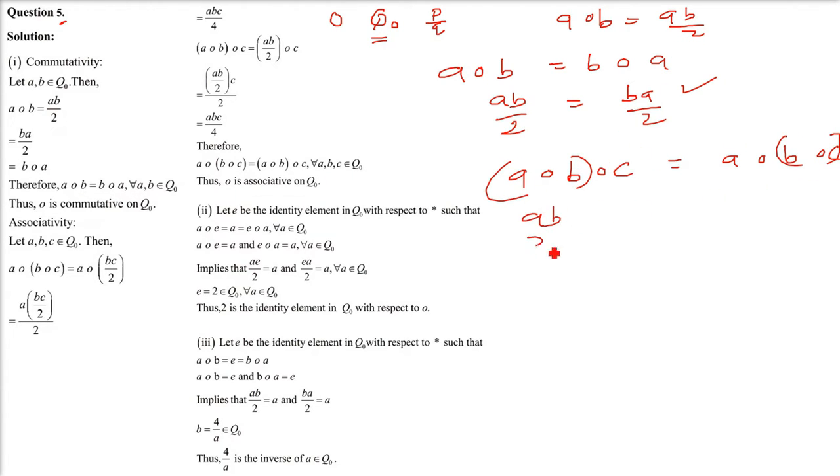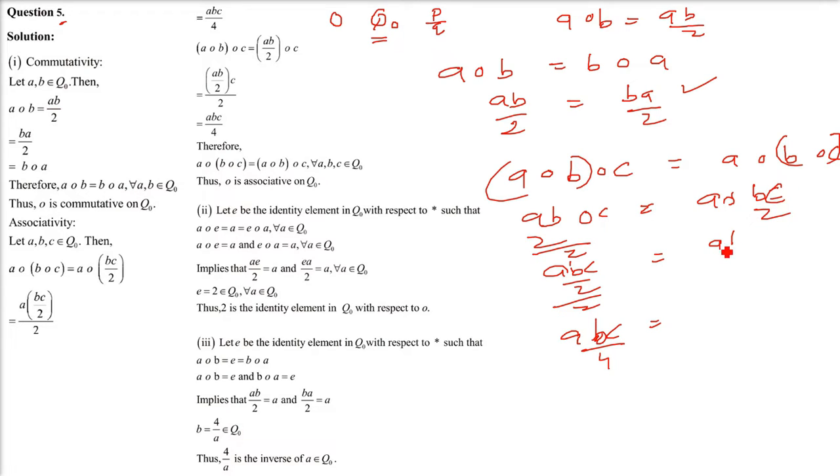So this is AB by 2 operation C, and this is A operation BC by 2. This is AB by 2 into C divided by 2. Here we have A into BC by 2 divided by 2. So we have a 4 in the denominator, ABC by 4. Here we have A BC by 2 by 2, that is again ABC by 4. It means it is associative. This star on Q0 is associative.